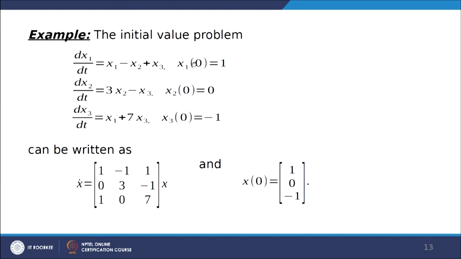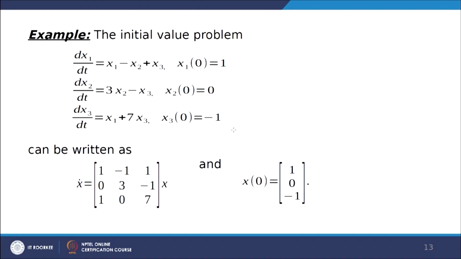Now, let us account for these initial conditions. So, x(t) is equal to x1, x2, x3. So, x(0) is x1(0), which is 1, x2(0), which is 0, and then x3(0), which is minus 1.